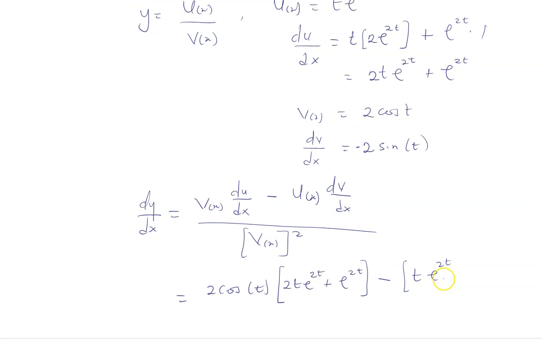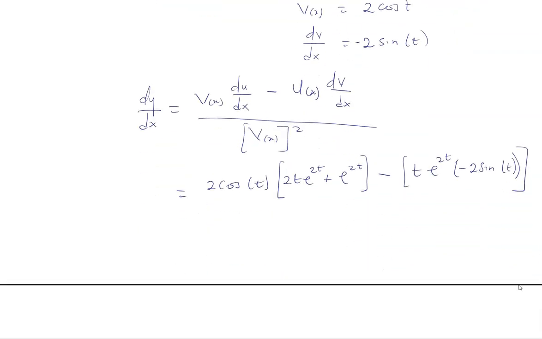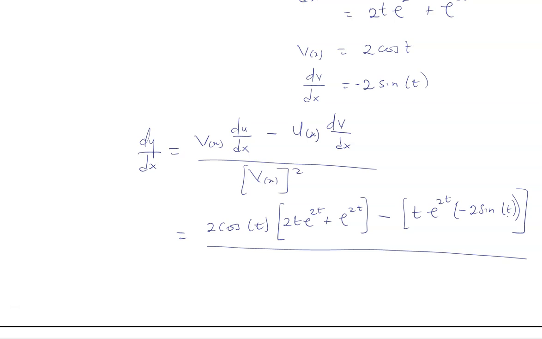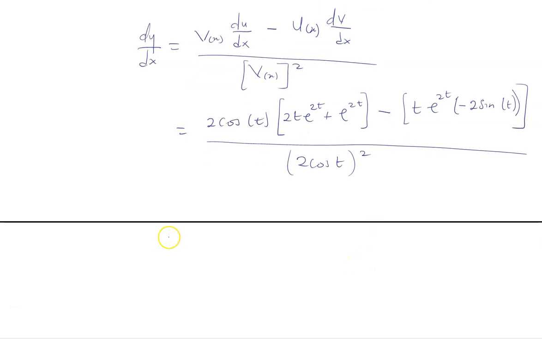Then the derivative of v with respect to x was giving us minus 2 sine t, so you are multiplying it with it. Very good. So at the end, v of x was giving us 2 cos t, so 2 cos t all squared. Yeah, it's quite complicated. That's the reason why you always need to take your time when you are solving questions like this, else you are going to struggle.